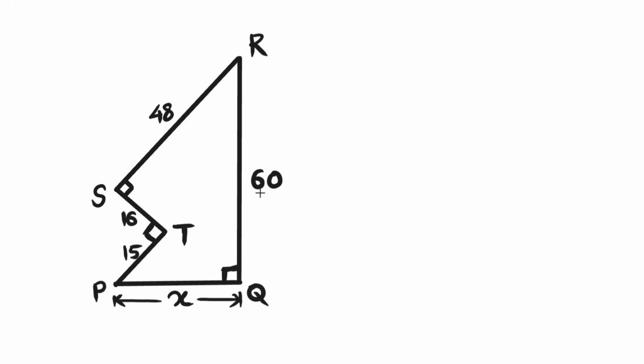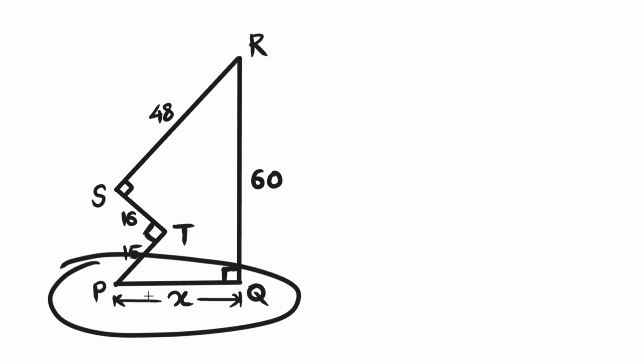Now let's look at what we're given. We know PT equals 15. We know TS equals 16. We know SR equals 48. And we know RQ equals 60. And our job, the thing we're hunting for, is this unknown side PQ, which we're calling X.